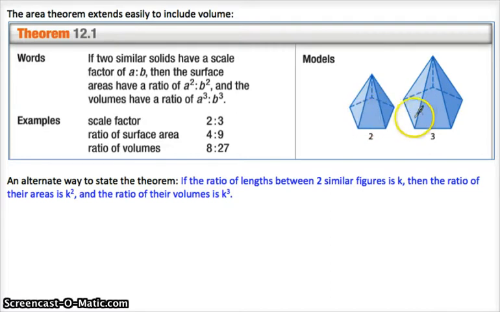It's just all together, like all the lengths are 50% longer. So if this is 2 and this is 3, I took everything in here and multiplied it by 1.5, or I took all the 2's here and they became 3. So the scale factor is 2 to 3. The ratio of surface area is going to be 4 parts to 9 parts, and the ratio of volume is going to be 8 to 27.